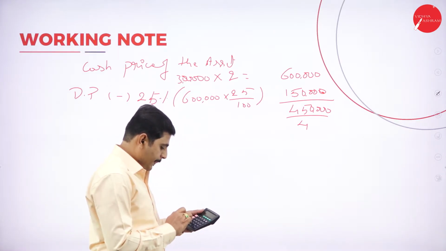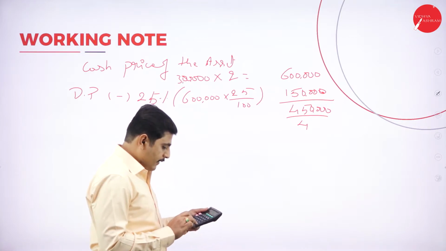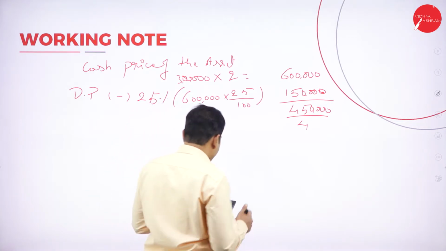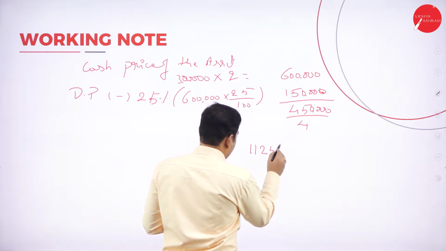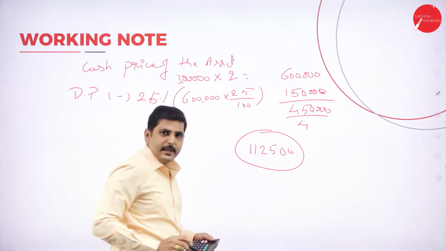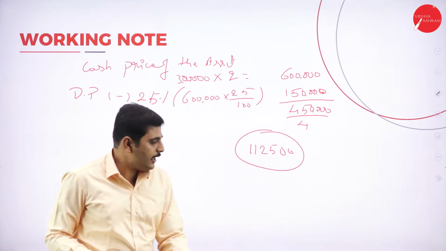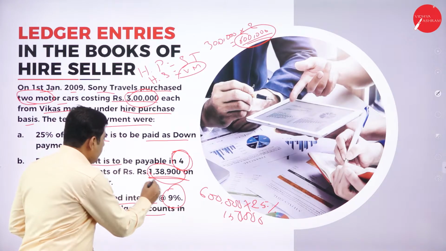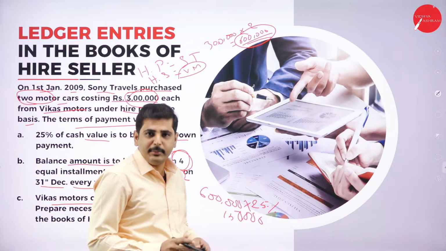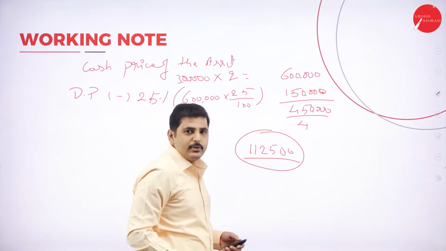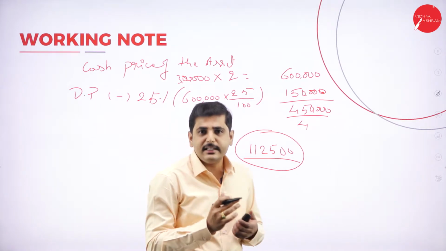4,50,000 divided by 4 equal installments means we had to pay 1,12,500. This is the actual principal amount we have to pay. But here, what amount is he telling us to pay? 1,38,900 rupees he is telling us to pay as an installment. That means it is more than the principal amount. That means this problem is interest inclusive.